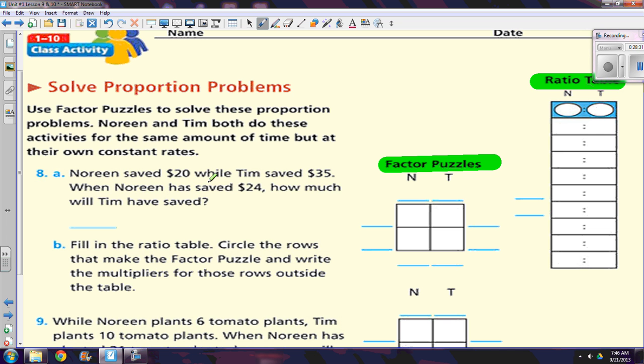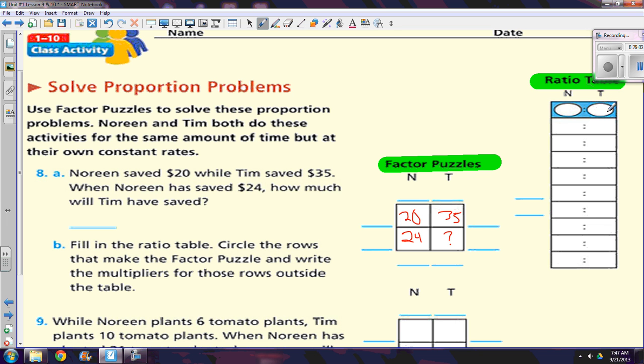8A. Noreen saved $20 while Tim saved $35. When Noreen has 24, how much will Tim have? So if you were going to plug this in for Noreen and for Tim in a factor puzzle, it's 20 to 35. And then it says when Noreen has saved 24, here's your question mark. Okay?